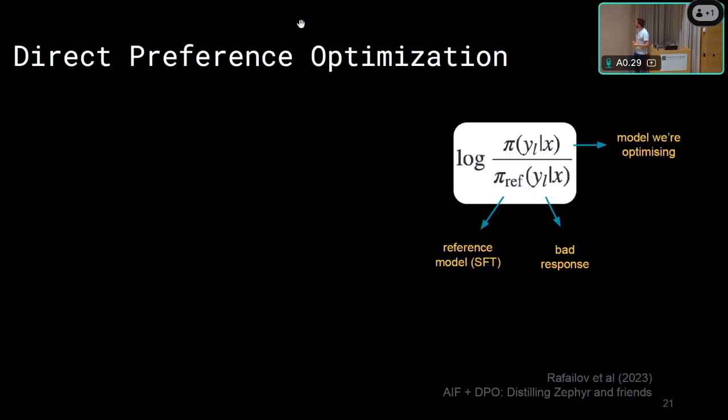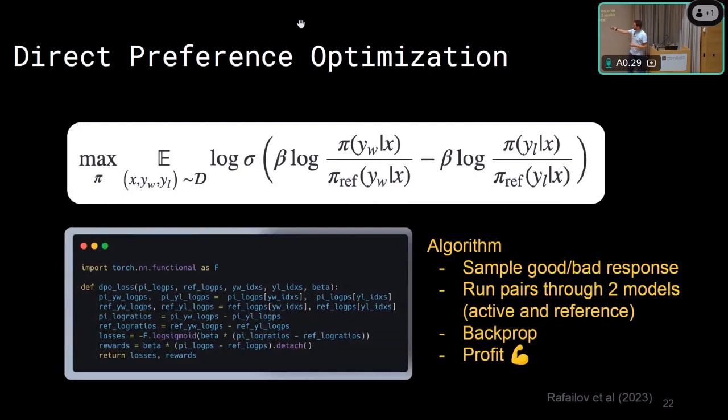And then we do the same thing for the rejected or the lost labels. And if you do this all together, you can write down the algorithm roughly in about 10 lines of PyTorch. And this algorithm will give you something that is very, very efficient. It's cheaper on the memory. You don't have to have a separate reward model. And it kind of just works.